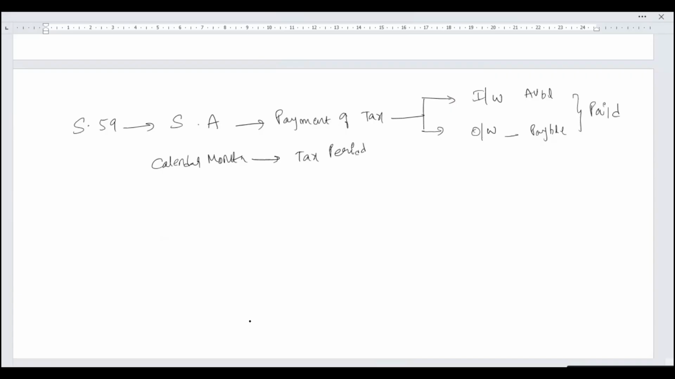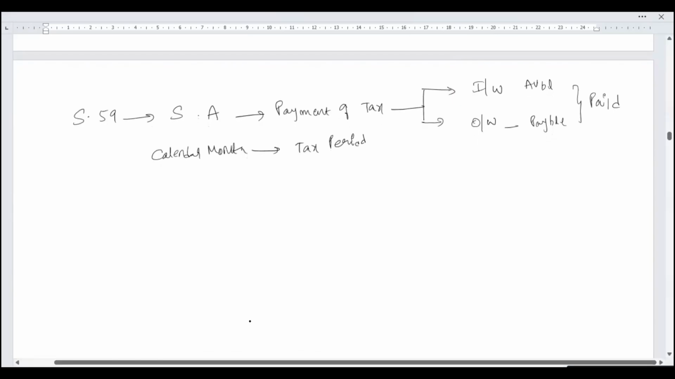Then it will be a quarter. Month 1, month 2, I do a self-assessment and make the payment. Month 3, I'll file my GST return. Yes. So we understood something called payment of tax on self-assessment basis.